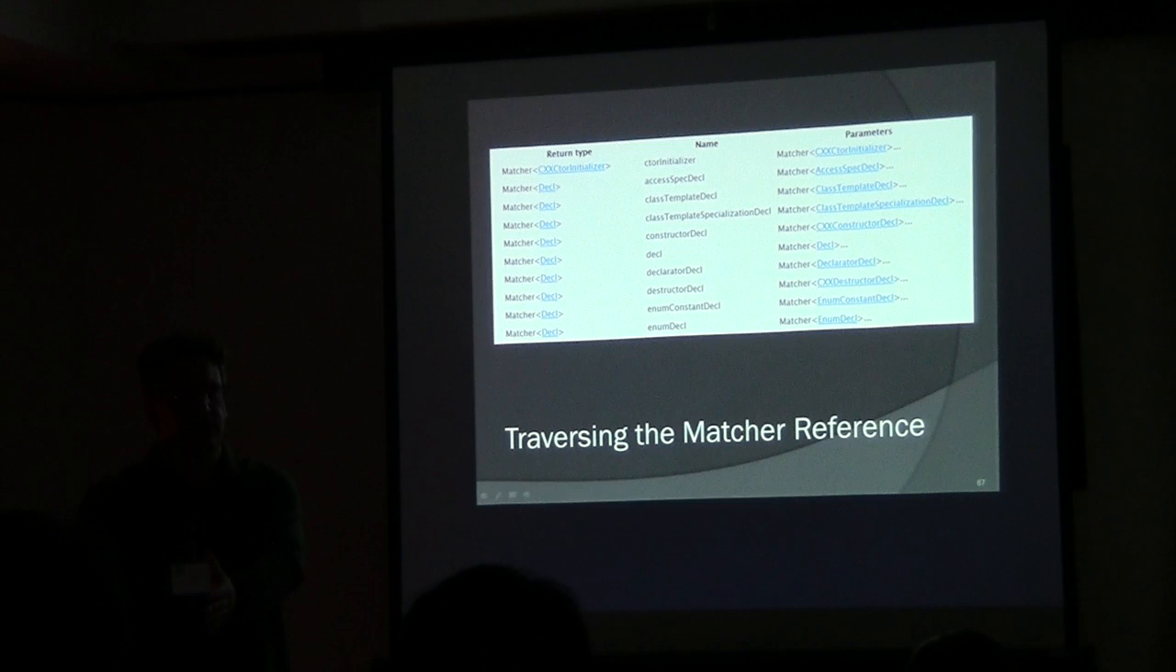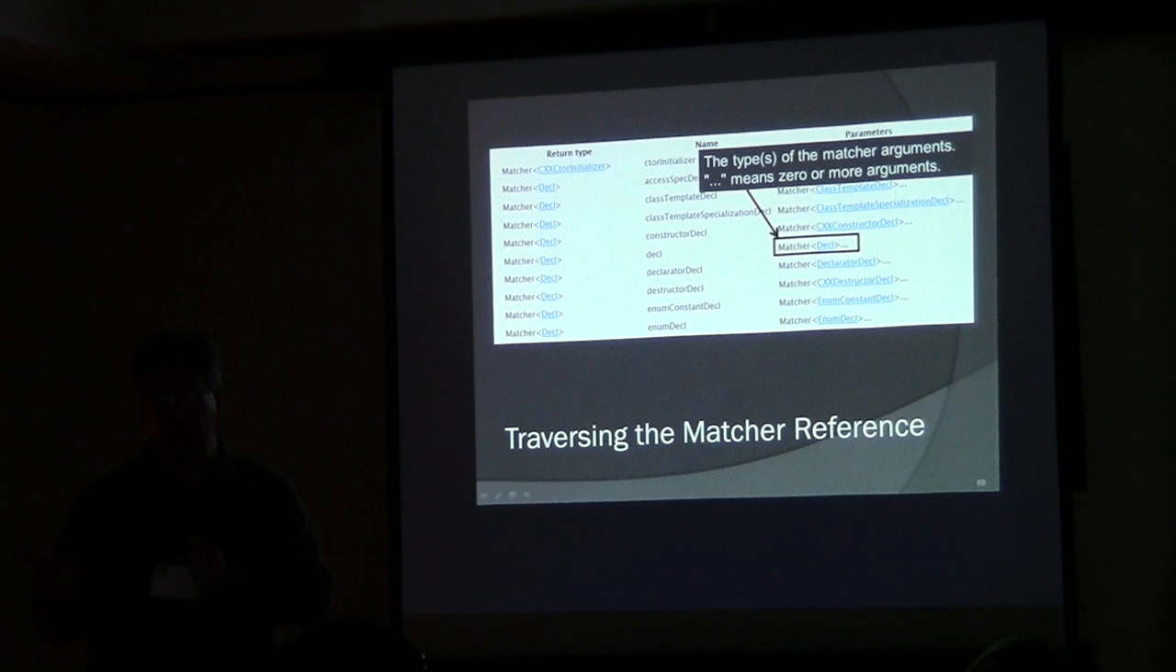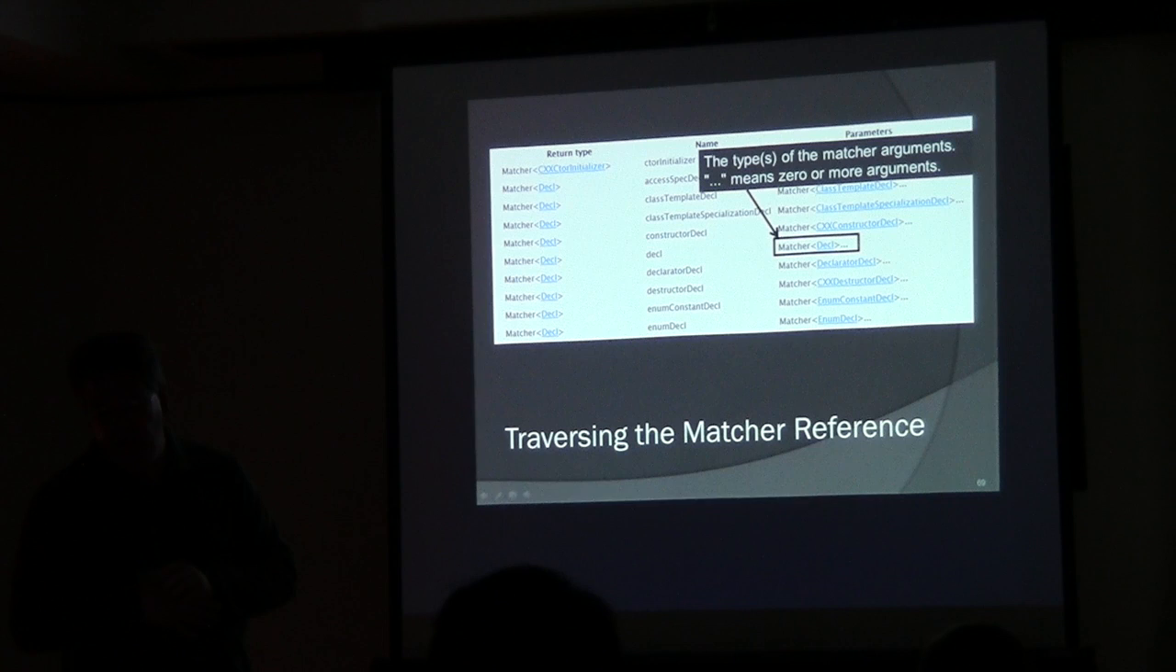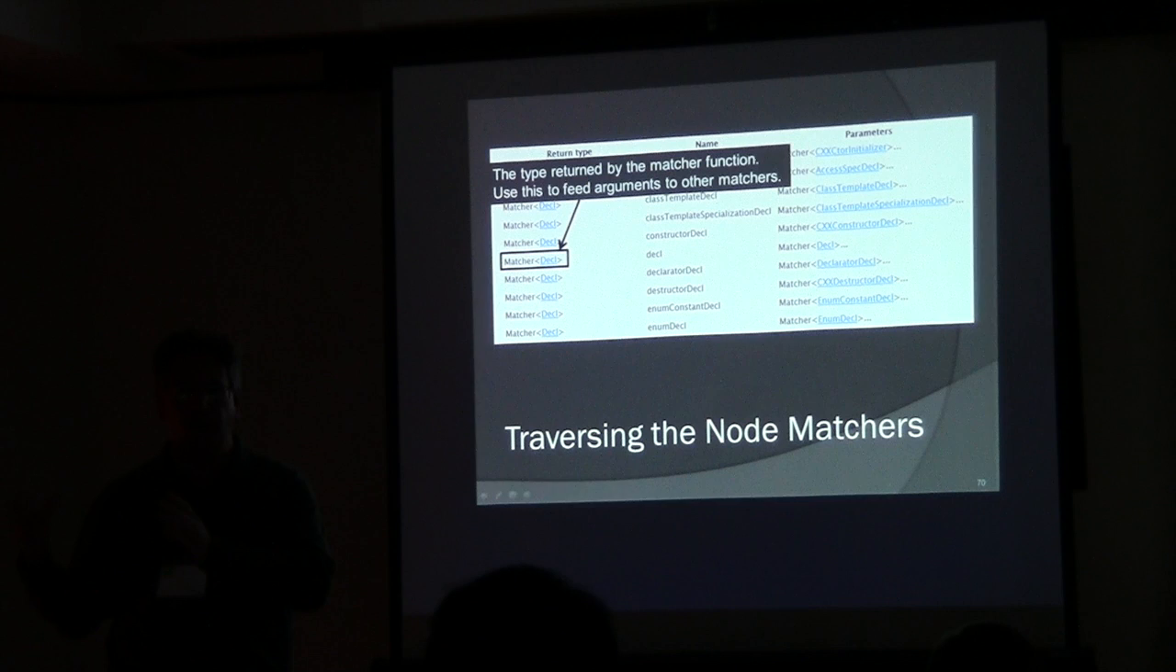And you have to figure this out. The center column is the name of the matcher function. The right column is the types of the matcher arguments. And I don't know if you can see it clearly, but there's a little dot, dot, dot there on some of these arguments. And that means you can have one or more, or zero or more, arguments of that type. And then the matcher generates a type that is Matcher parameterized on some node type.